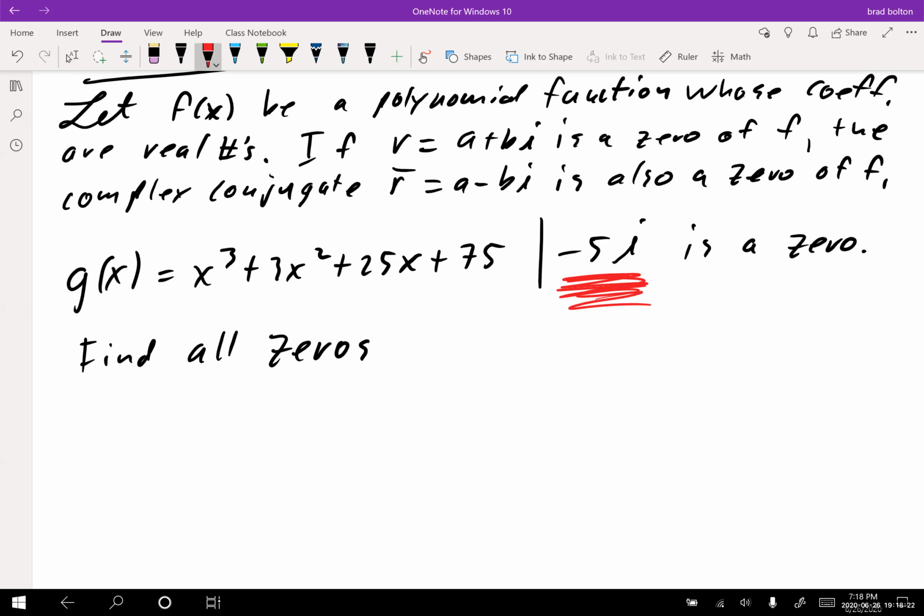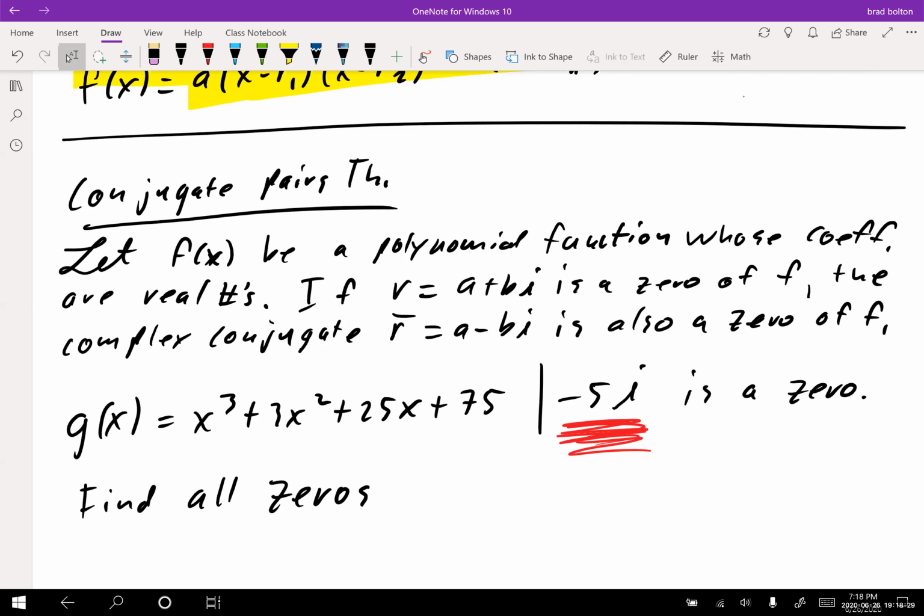And what the conjugate pairs theorem tells us is basically complex numbers or complex solutions do not travel alone. They always travel in pairs. So they say, let f of x be a polynomial function whose coefficients are real numbers. If r equals a plus bi is a zero, so you're saying you have a complex zero, a plus bi is a zero of f. The complex conjugate, r bar, or you could just say the conjugate of that complex number, is equal to a minus bi, is also a zero of f, okay?